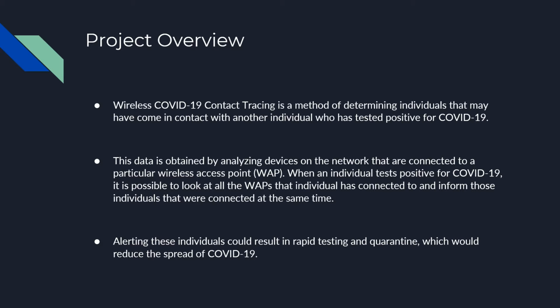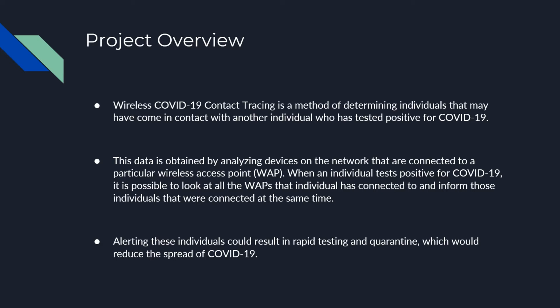So wireless COVID-19 contact tracing is a method of determining individuals that may have come in contact with other individuals who have tested positive for COVID-19. We obtain this data by analyzing devices on the network that are connected to a particular wireless access point. When we discover that a certain person has tested positive for COVID-19, we can then look at all the wireless access points that that person has connected to, and we can see all of the other devices that were connected to that particular wireless access point at the same time.